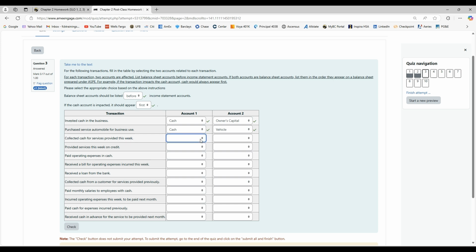Collected cash for services provided this week, so cash goes up and accounts receivable goes down. Provided services this week on credit, so accounts payable will go up. Oh, I'm sorry, provided services, so accounts receivable will go up, and revenue will also increase. Paid operating expenses in cash. Cash will decrease, and our operating expenses will increase as well.